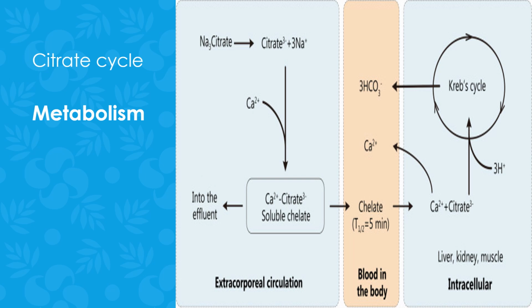This is a schematic diagram of citrate metabolism. When citrate is infused into the extracorporeal circulation, citrate calcium complex is formed and ionized calcium is rapidly reduced to prevent clotting. About 30 to 60% of citrate calcium complex enters the effluent through the permeable membrane, depending on different continuous renal replacement therapy modes and therapeutic dosage. The residual citrate calcium complex returns to the systemic circulation and is metabolized rapidly in body cells.